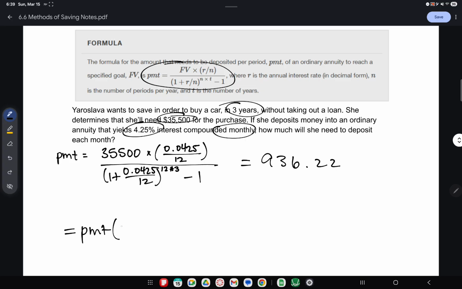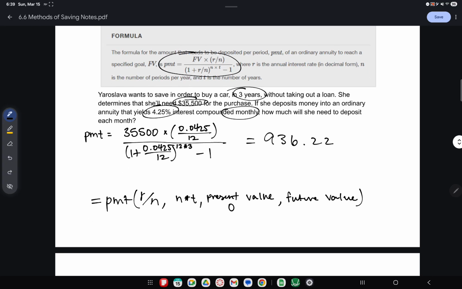$936.22. So it was the rate. I'll just do the same notation. R over N. N times T. We'll do present value, which is typically 0. And then we'll put future value. And then it'll calculate for you.